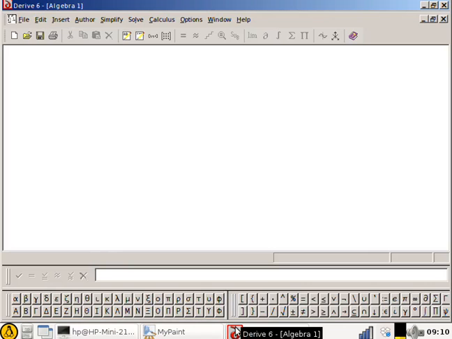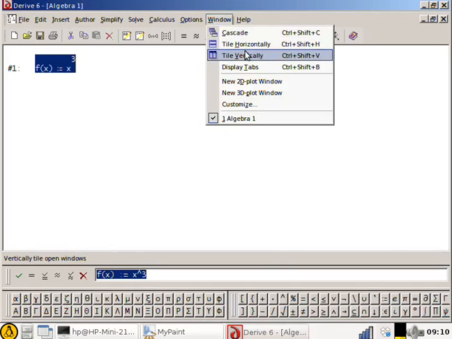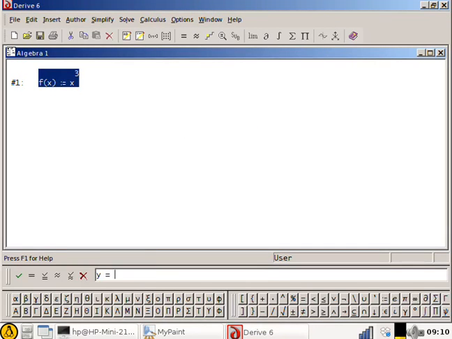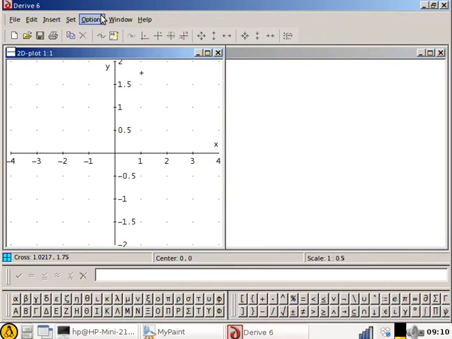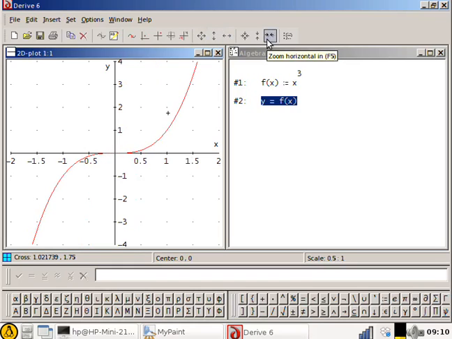Now let me graph my function here. f(x) is equal to x cubed. And so I have y equals f(x). Graph that. And there's the graph. And let me zoom in a bit. This way. Okay, so you can see there's the point (1, 1). And we want the tangent line there.